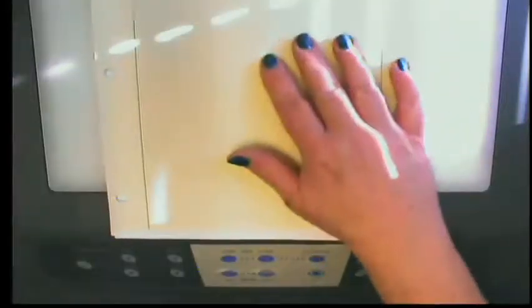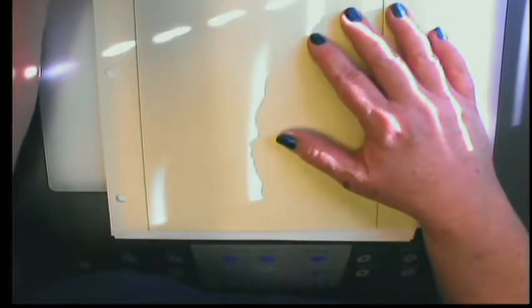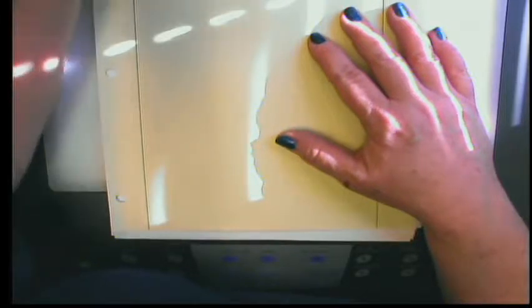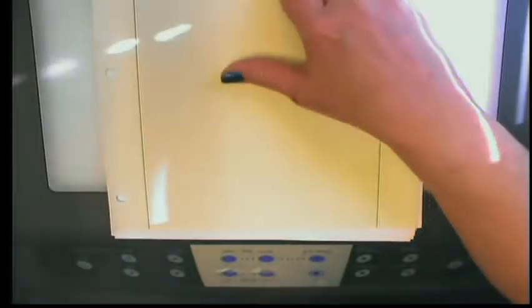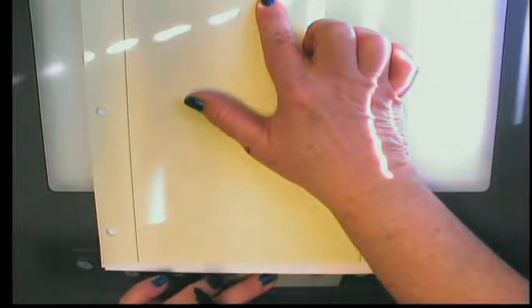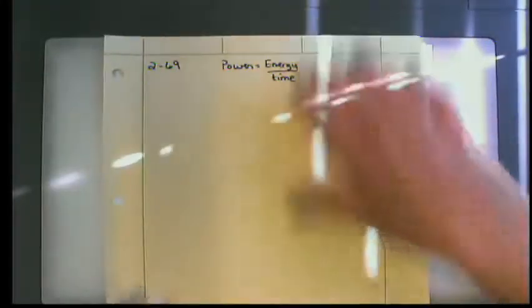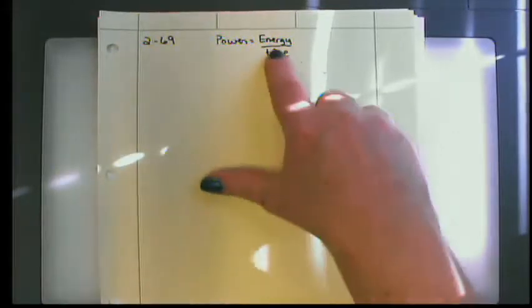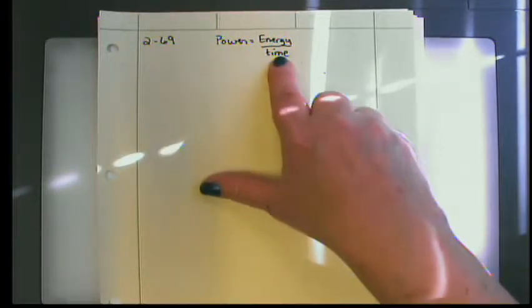Okay, so here's sort of the idea. First of all, power is equal to energy per time. Or if we find power, we can multiply it by time. Let me widen this out again so you can see it. There we go, that's better. So if we have power and we multiply it by time, then we can have energy.